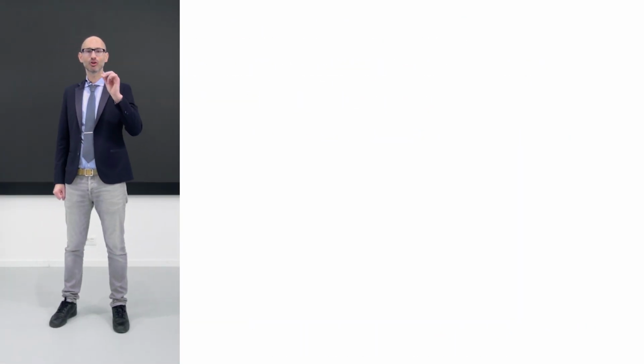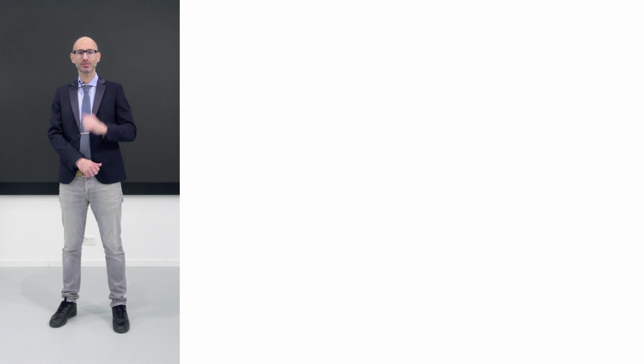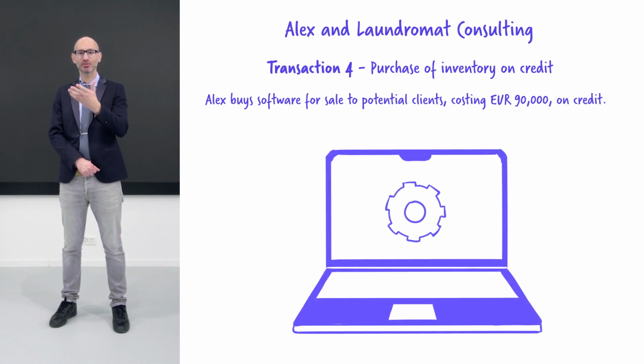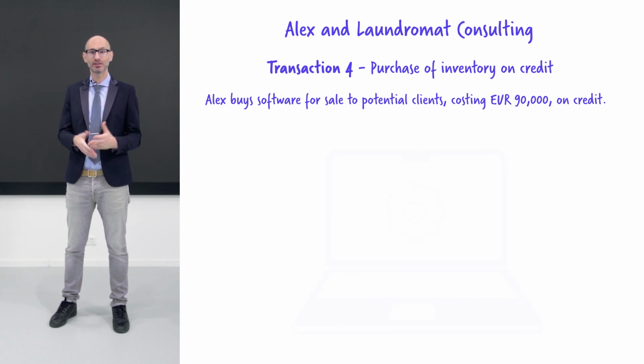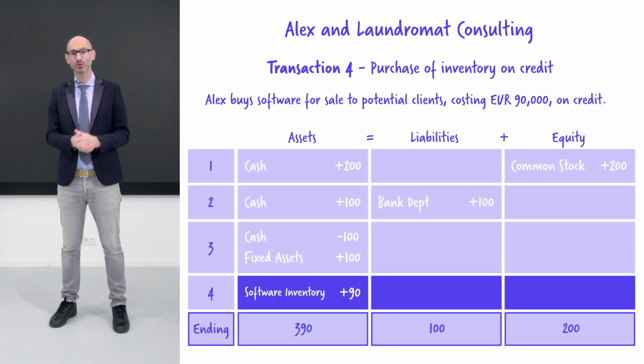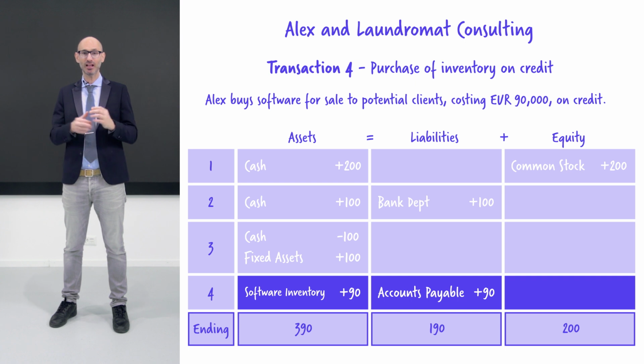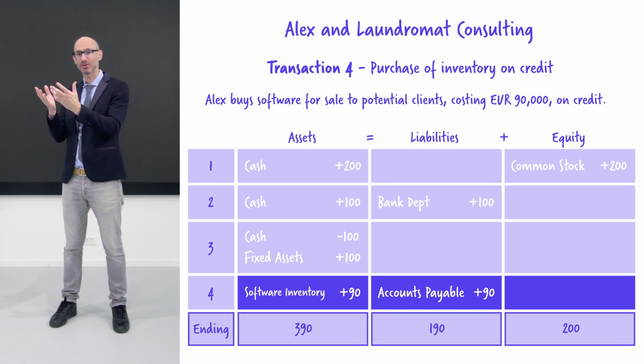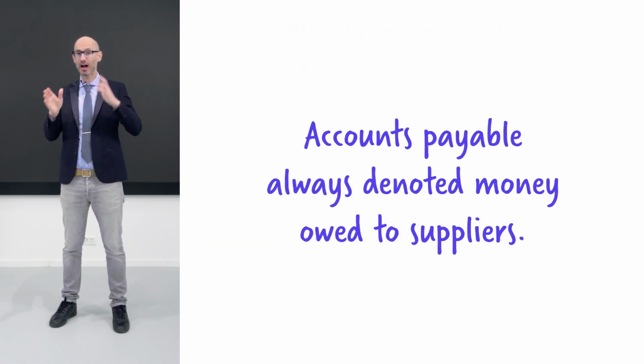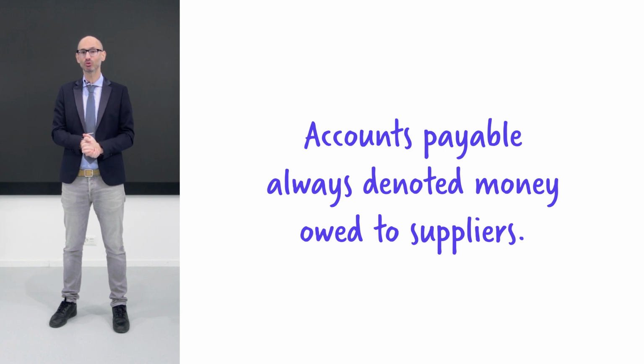Alex specializes in technology-related consulting. As part of his business, he needs to purchase software that he will install as part of client enterprise resource planning systems. These cost $90,000 and are purchased on credit. Now we have an account called inventory, software inventory to be precise. And given that this does not pay the supplier, he will create a new account under liabilities called accounts payable. Now we have more inventory, more assets, but at the same time we have more liabilities. And this is under accounts payable. Accounts payable always denotes money owed to suppliers.